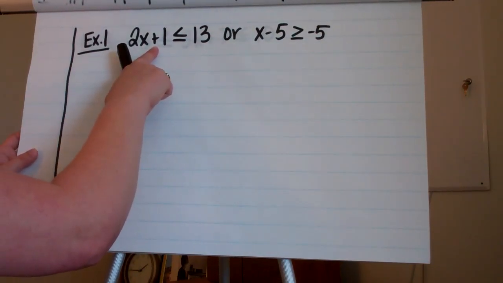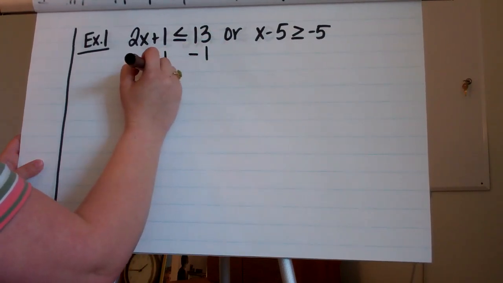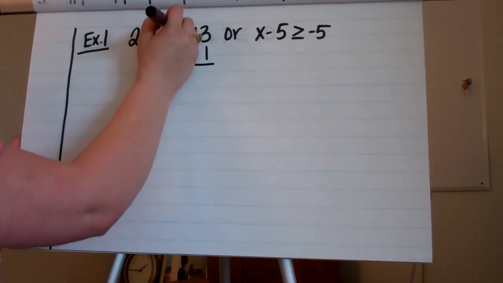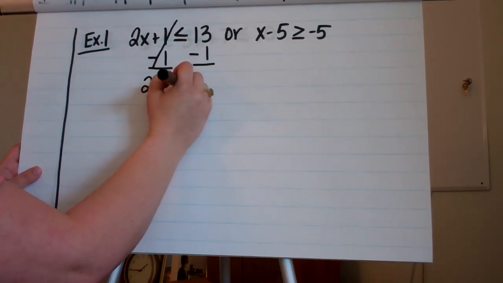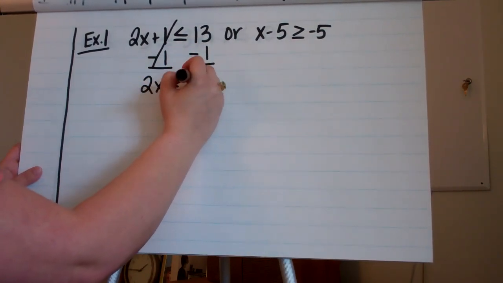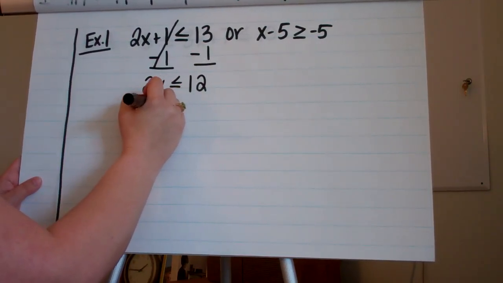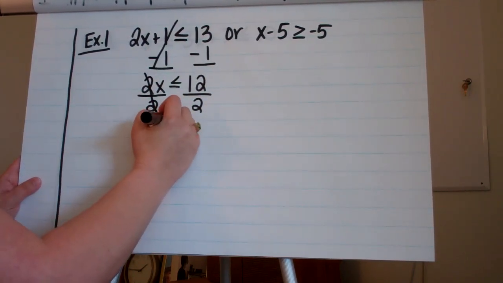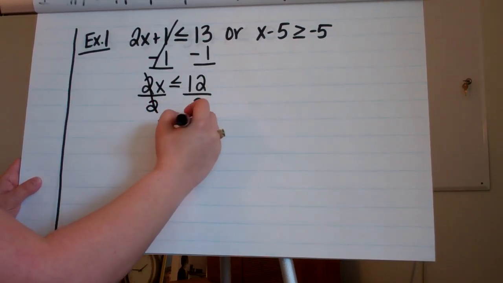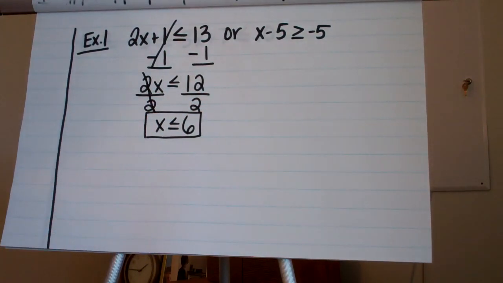All right, so the opposite of addition is subtraction. I'm going to subtract 1 from both sides. That gives me 0. So I have 2x is less than or equal to 13 minus 1, which is 12. Divide both sides by 2. The opposite of multiplication is division. That gives me 1x is less than or equal to 6. So that's the first part of my solution.